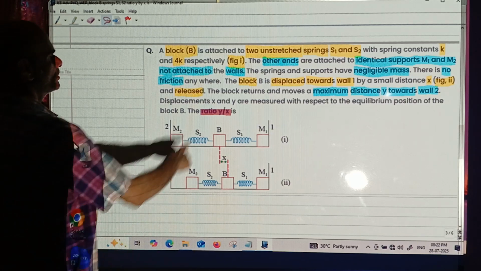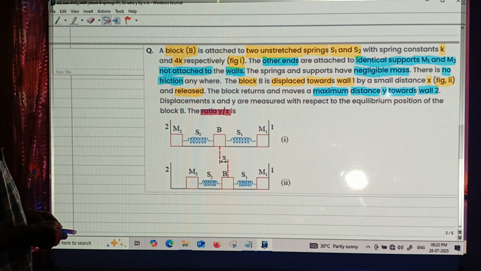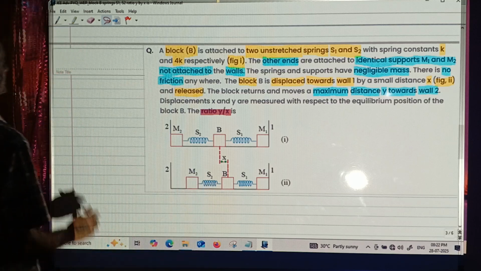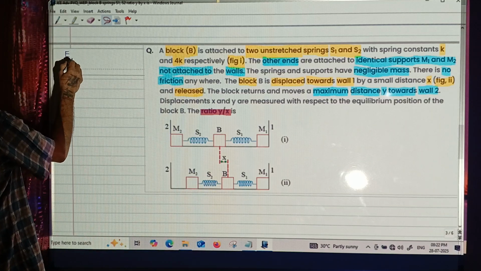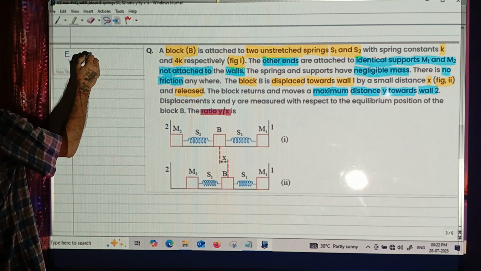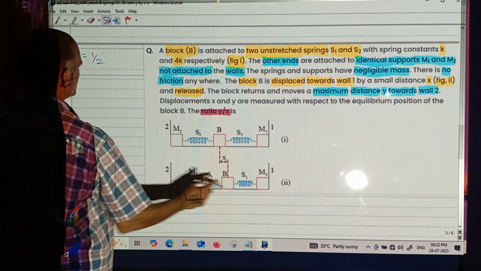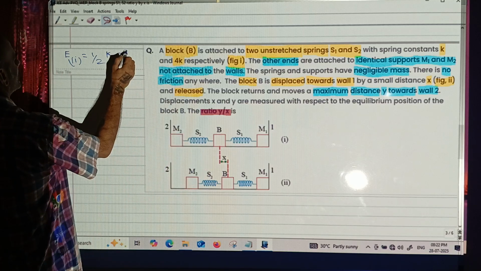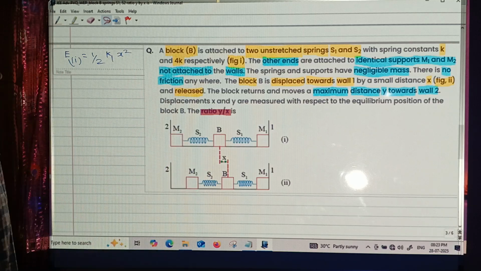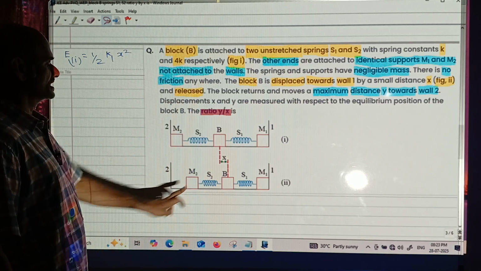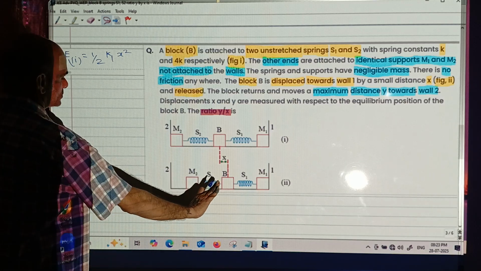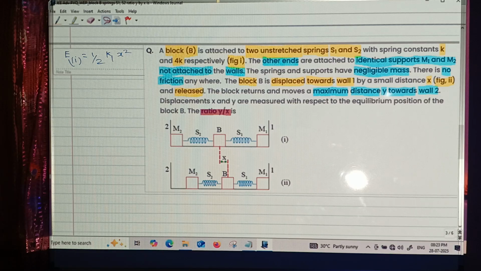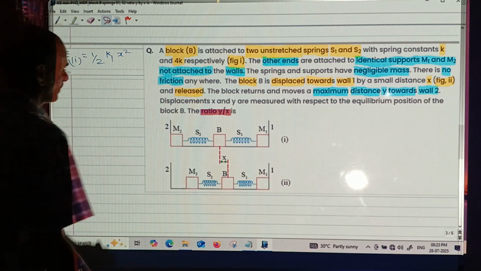So you have to find the ratio y by x. This can be done by energy conservation. Energy is stored in the system in the state 2. It's half K1 x square, since this spring is getting compressed by an amount x. This spring is in its relaxed position. It will not get stretched or compressed because this end is free to move. So as soon as this block is moved, this will just go towards right without any stretching or compression. So only this energy is stored in this state 2.